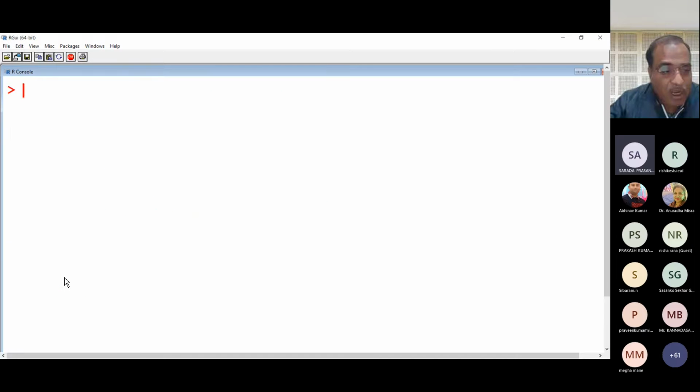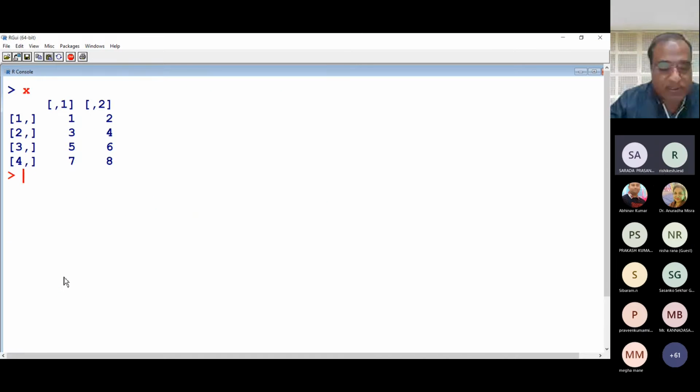And also, I will show you here. This is your X. You can also extract a submatrix from here. For example, if I want a matrix having the third and fourth rows, and the first and second columns. Sorry.